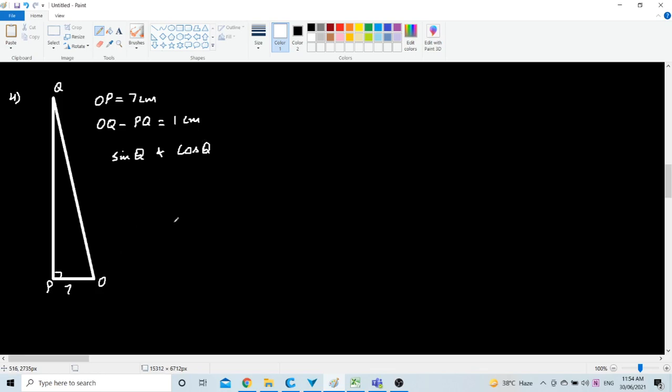Now, in this triangle OPQ, what do we have? We have OQ square equal to OP square plus PQ square, using Pythagoras theorem.